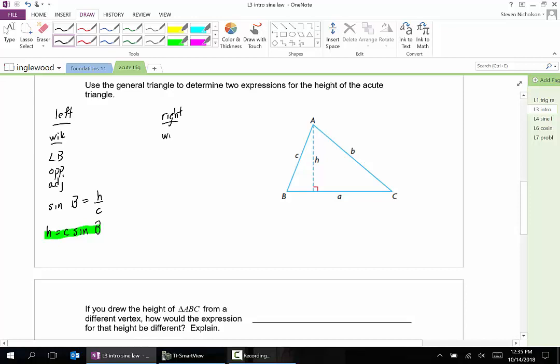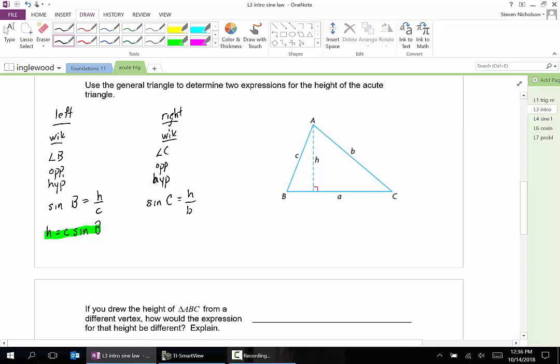So let's look at the right-hand side then. Well, again, what do I know? I know angle C. This question would ask us to figure out the height, and I know the hypotenuse. Sorry, let me go back to this. This is supposed to be the hypotenuse, right? And that, again, points us to sine. So the sine of angle C would equal h over little b.